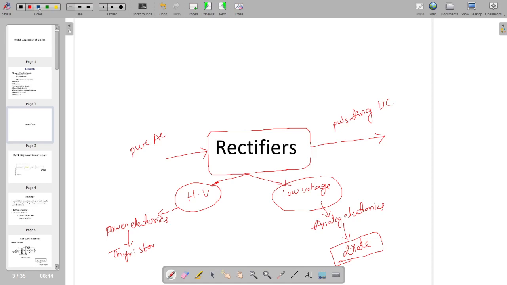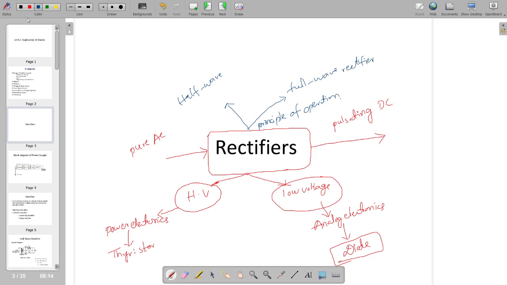One more classification is based upon the principle of operation. They are the half wave rectifier and the full wave rectifier.